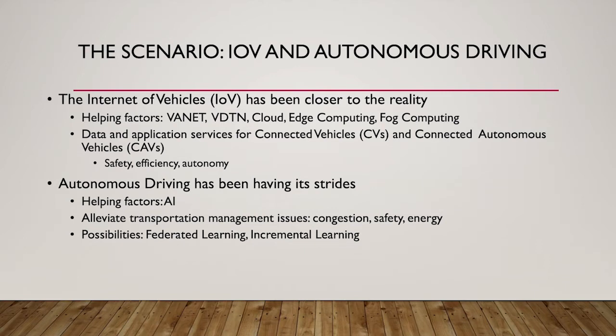On the other hand, there has been a tremendous amount of research effort in autonomous driving, so that it is also making its own strides. The major helping factor for the development of autonomous driving is the development in artificial intelligence. We can expect this development to help alleviate various transportation management issues that include congestion, safety, and energy. There are still a lot of research efforts needed for autonomous driving to become a reality. Especially the inclusion of federated learning and incremental learning into the domain of autonomous driving can have significant importance.